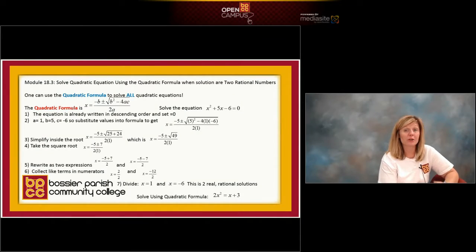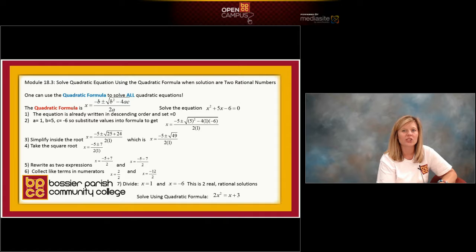Hey everybody, we are now ready to use the quadratic formula to solve a quadratic equation. So the first thing I tell my students is always write the formula down on paper. So we're going to say x equals negative b plus or minus the square root of b squared minus 4ac all over 2a.